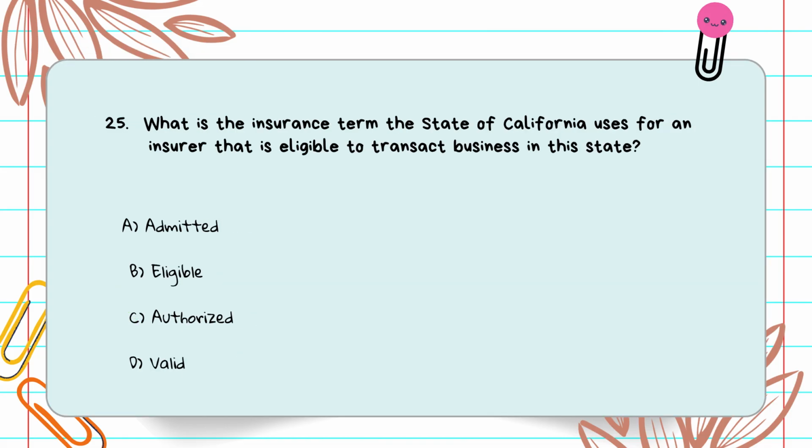Question number 25. What is the insurance term the state of California uses for an insurer that is eligible to transact business in this state? A. Admitted. B. Eligible. C. Authorized. D. Valid. When an insurance company is officially approved by the California Department of Insurance, it's called admitted. The answer is A. Admitted.